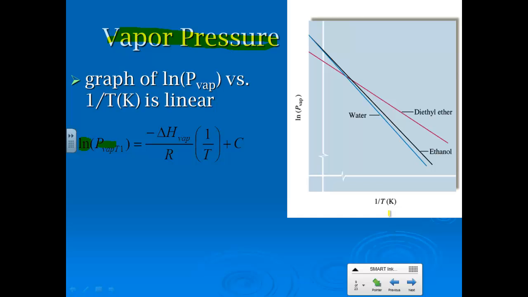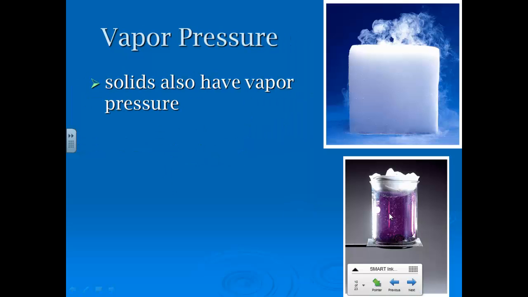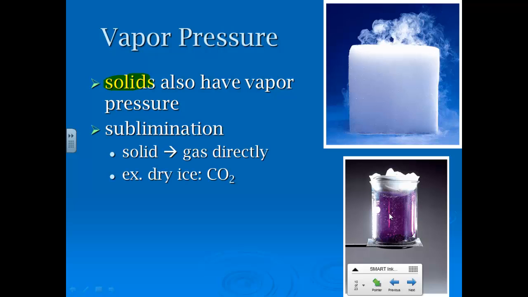Now, this is just the natural log. Don't worry about the math, but you've got your vapor pressure at temperature 1. You've got your delta H of vaporization. This is the ideal gas constant, 1 over the temperature. And then we've got plus C on the other end. So don't necessarily worry about memorizing this. I'm just showing you the relationships. Your book goes into more detail on these if you want to look at it.